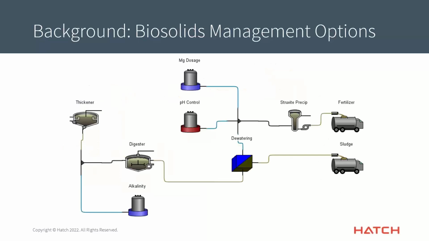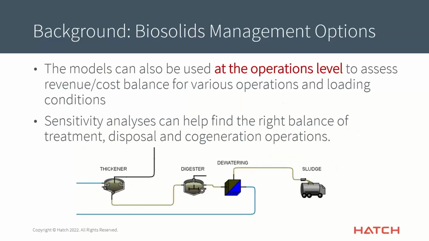Or you could go the full-on nutrient recovery method here. So take your digested sludge, dewater it, solids get hauled away, and the centrate would come over here and go into this struvite precipitation unit, and you would be looking to remove the phosphorus and recover that, and then take and sell that as fertilizer. So there's 4 different options that you could model, all of these, and then compare them one against another to try and optimize and make the best selection. You can also do all this kind of modeling too at the operations level. So really to assess the revenue and cost balance for various operations and various loading conditions. And that's what we're going to do today.